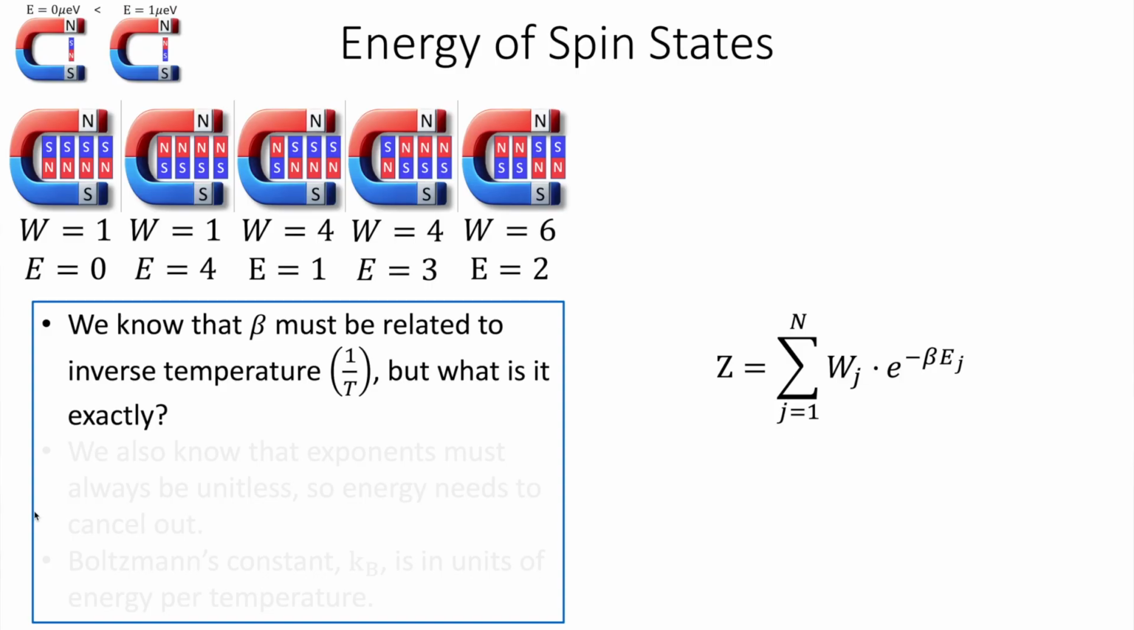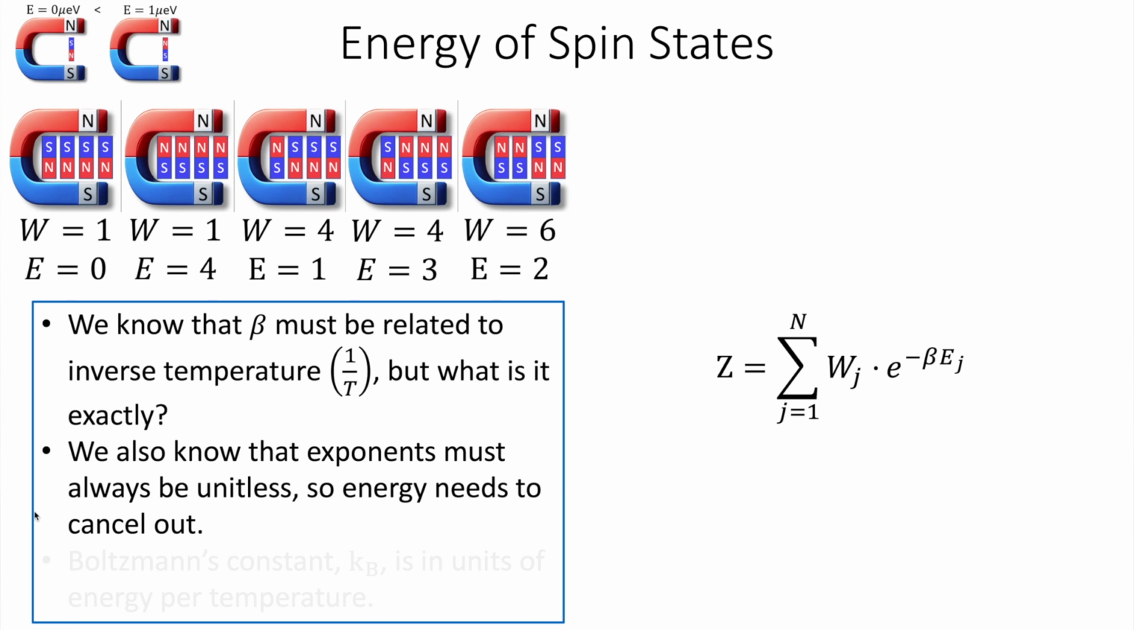So normalization is preserved. So we've proven that beta must be related to inverse temperature, 1 over T. But as I said, it's not quite the whole story, and look at that expression. Your hint is units. How do we know what the rest of beta is? Exponents must be unitless, right? If you have an exponent in an equation for a physical system, units need to cancel. You can have things in the exponent that have units, but they all need to cancel out.